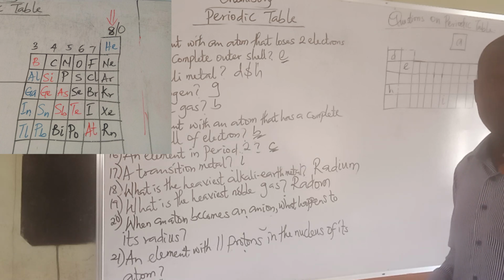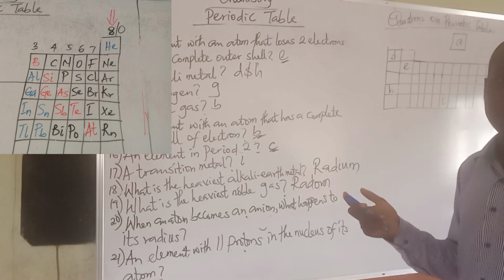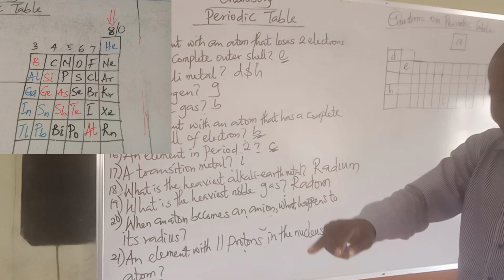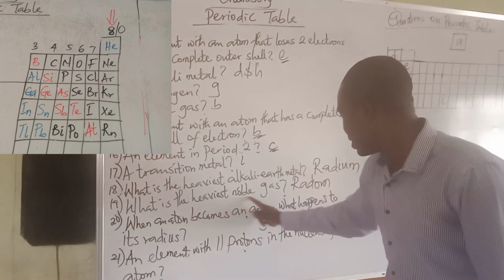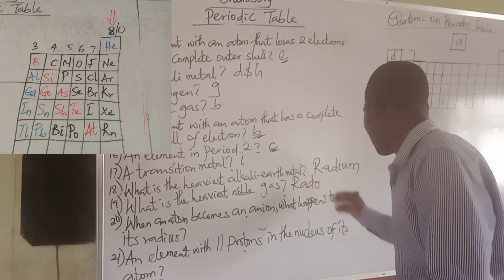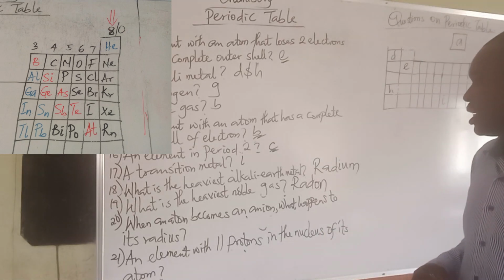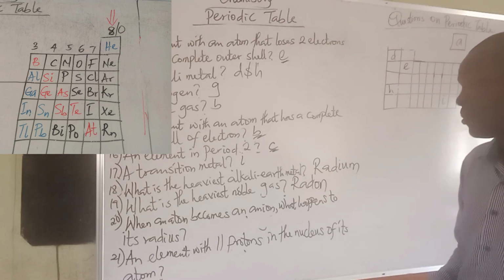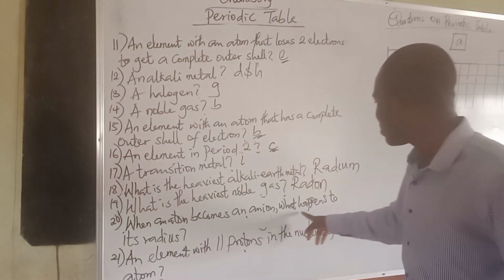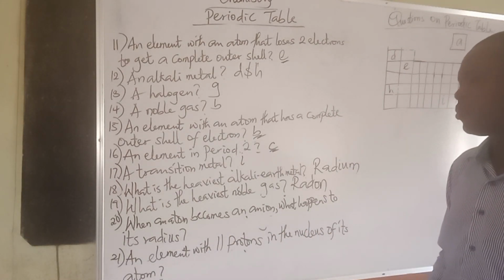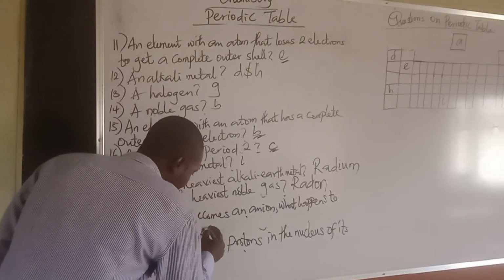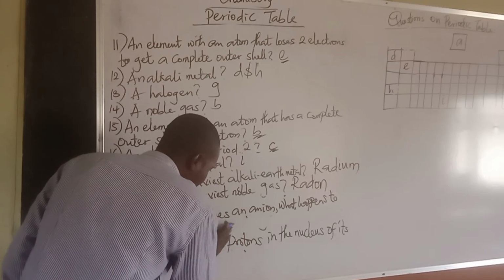And when we are talking about physical properties of the elements in the periodic table, we're made to understand that the density increases down the group. So radon is heavy because it is located somewhere down group 8. Then when an atom becomes an anion, what happens to its radius? The radius becomes larger.